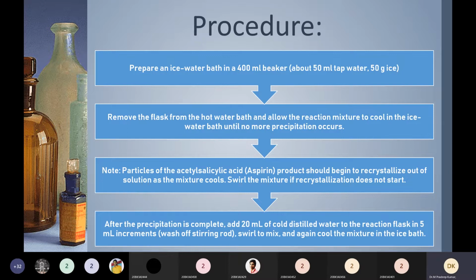Don't write this step, it is just for noting. After this, the second step, you write this one. After the precipitation is complete, add 20 ml of cold distilled water to the reaction flask in 5 ml increments. Wash off the stirring rod, swirl to mix, and again cool the mixture in the ice water bath.